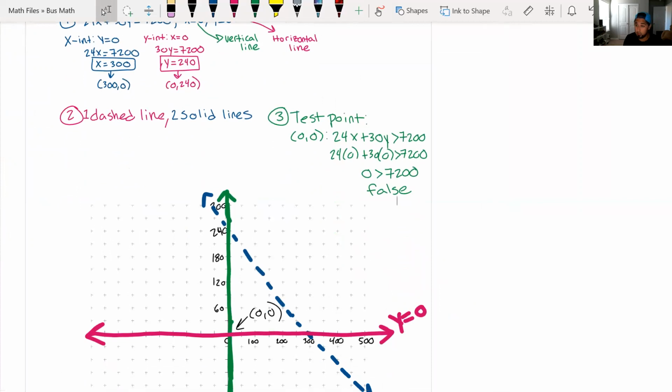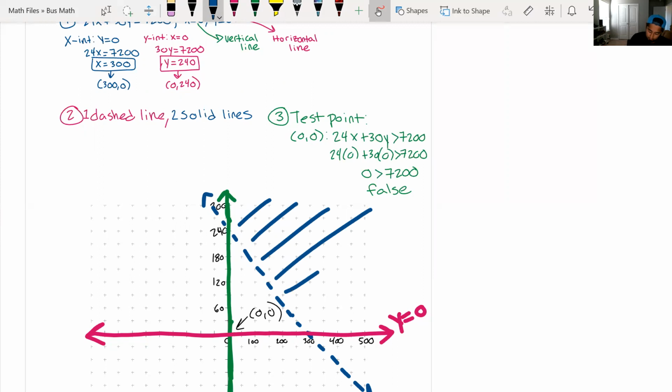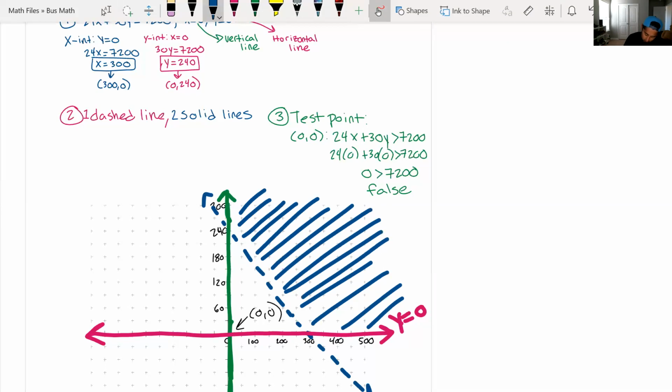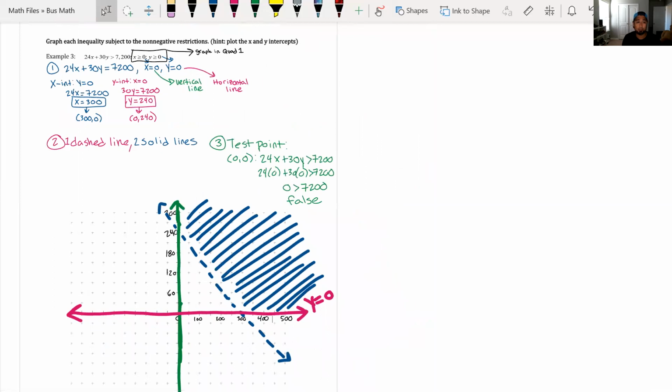So, since 0, 0 was false, we get to shade on the opposite side, meaning we get to shade above the line. So this means that we are going to shade up. But since we are restricted to quadrant 1, our shadings will only remain in quadrant 1. There you go. Better. And that's it. That's all we do. All right, not bad.